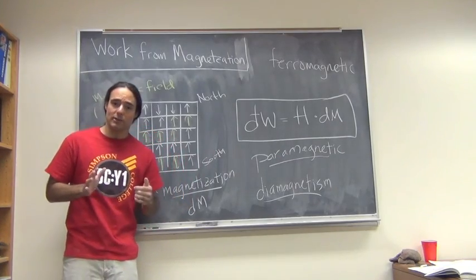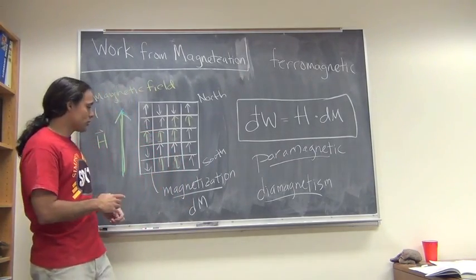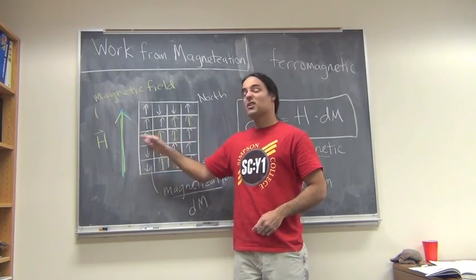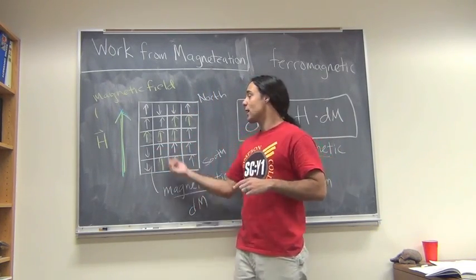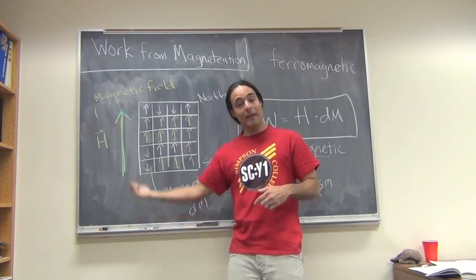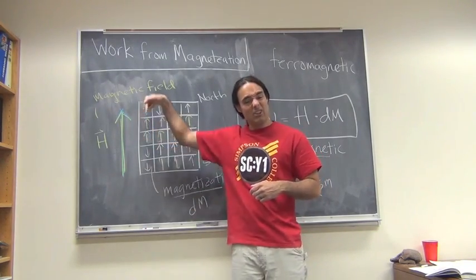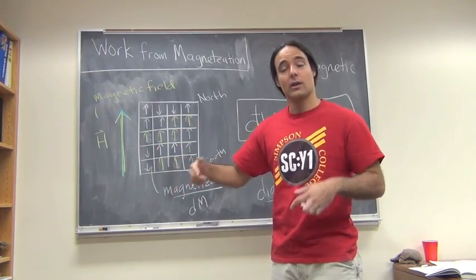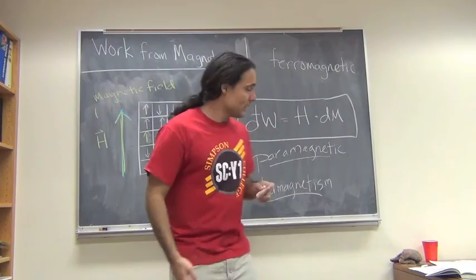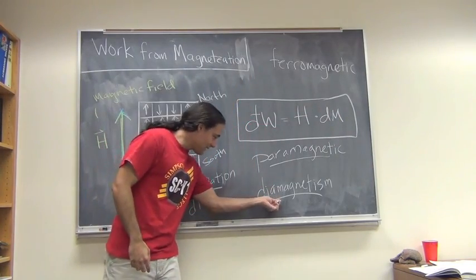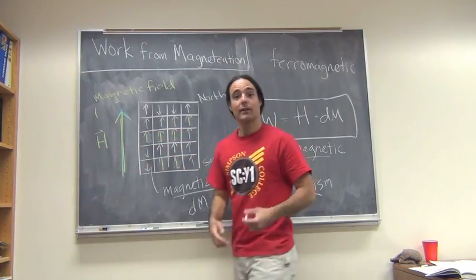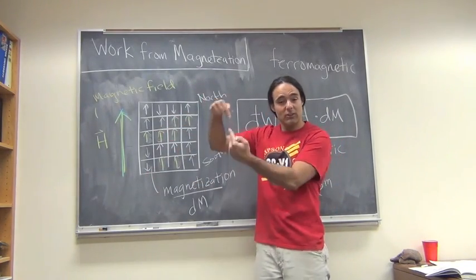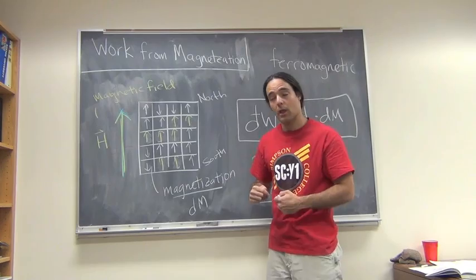A diamagnetic material is a material which, when I apply a magnetic field, the spins actually try to point in the opposite direction. So if my magnetic field is pointing up, the spins will actively try to go against that field and try to cancel it out. The way to remember that is that it's a diamagnetic material. So it wants to kill the magnetic field. So the magnetic field of the spins is pointing in the opposite direction.